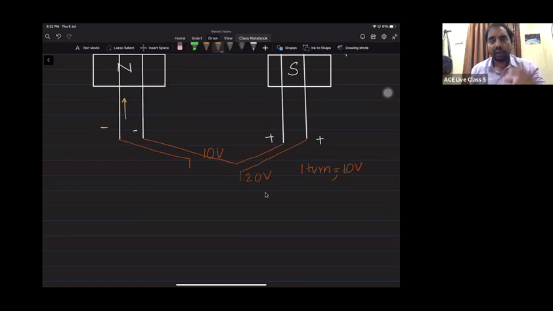So in this case, the voltage across each conductor is 10. Then the voltage across a turn is 10 volts. Then the voltage across a coil is 20 volts. Is this point clear? Confirm me.